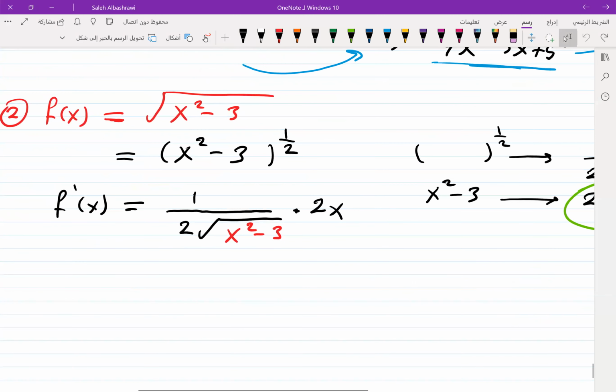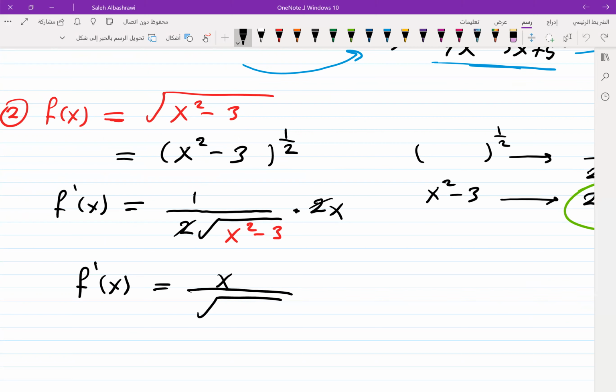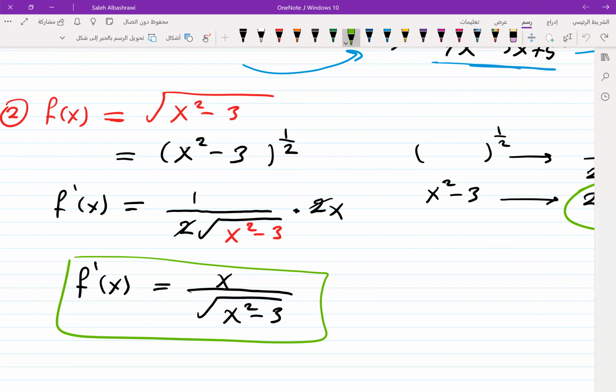Just to simplify it, f prime of x is equal to, this 2 will cancel with 2, x divided by the square root of x squared minus 3. So this is the derivative using the chain rule: we differentiate the outer function, then we differentiate what is inside that function. One more.